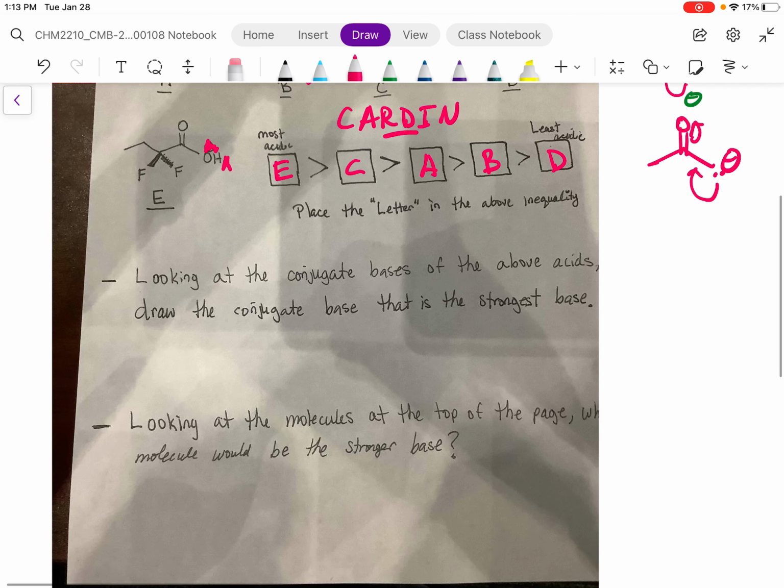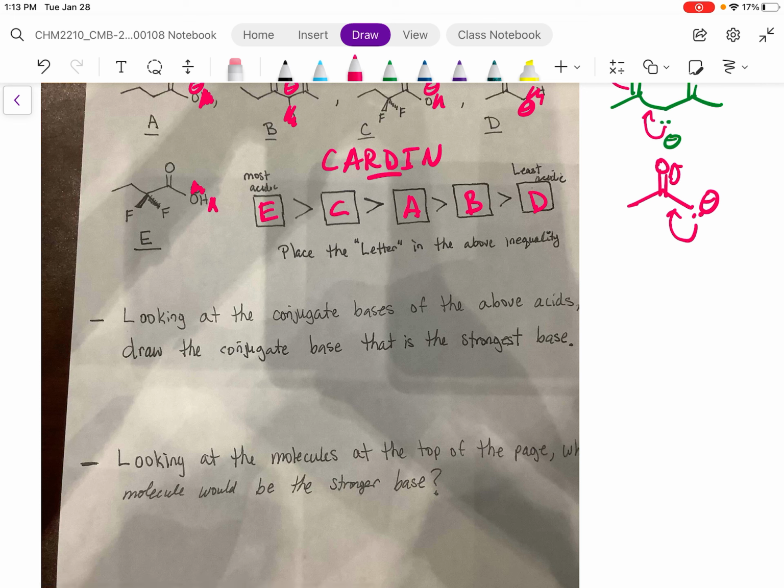Okay. How did we do, class? Did we do okay on that one? Okay. Now, we've already ranked.